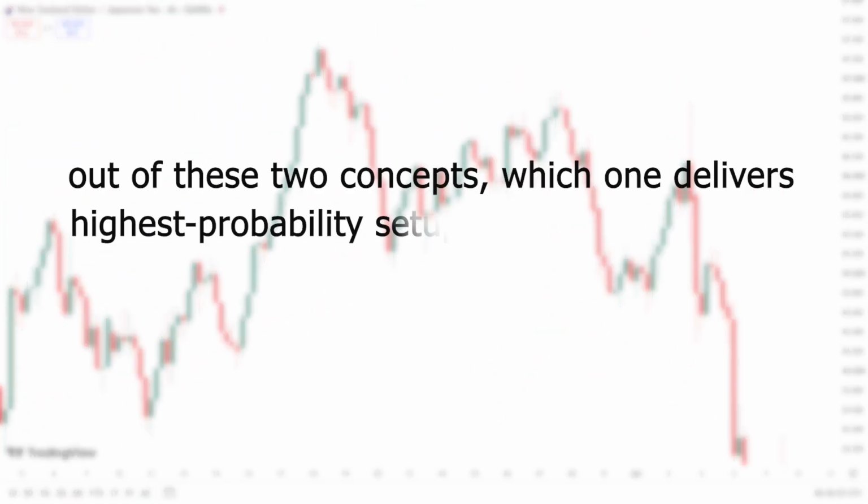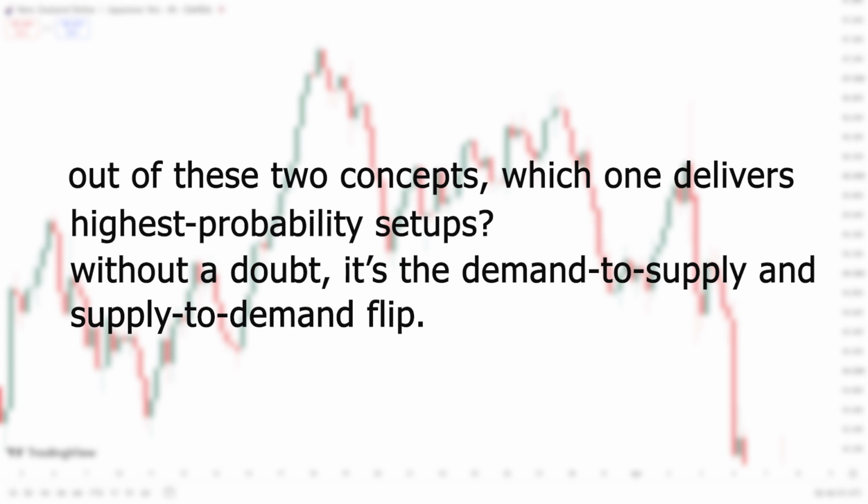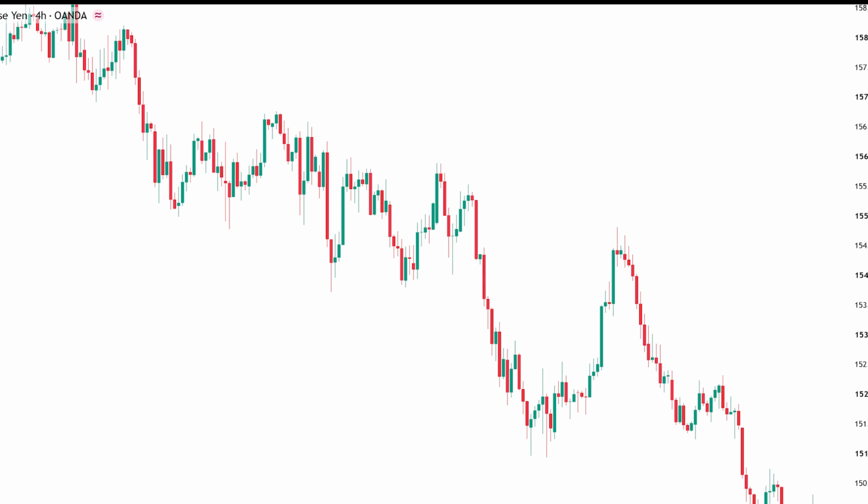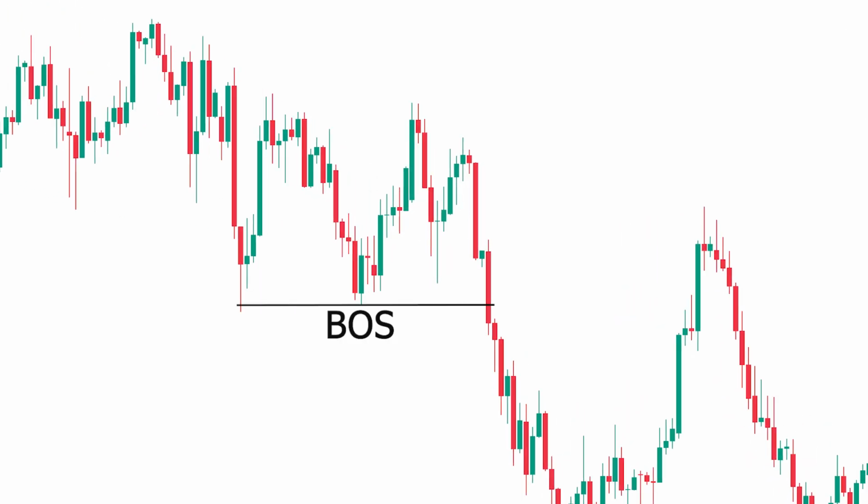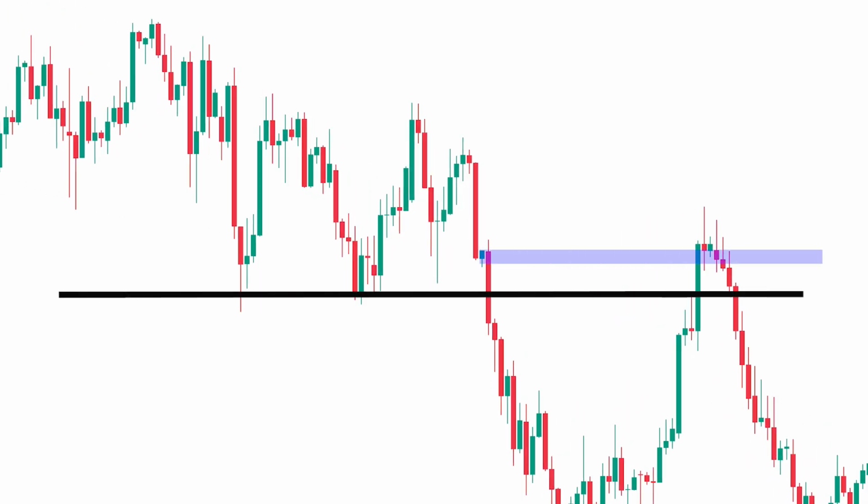So, out of these two concepts, which one delivers the highest probability setups? Without a doubt, it's the demand to supply and supply to demand flip. But what makes these flips so much more powerful than the traditional support and resistance flip? The answer comes down to order flow and liquidity.